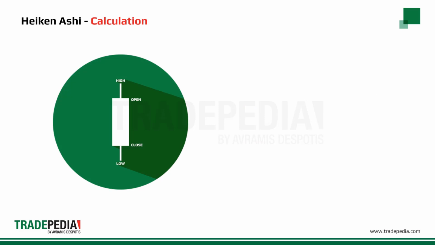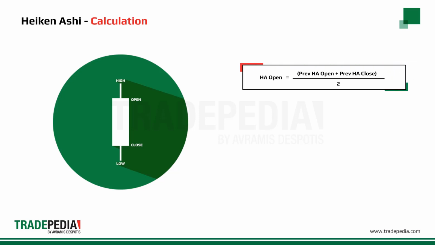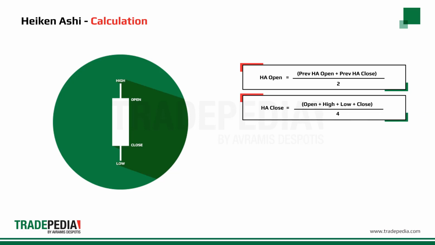Heikin Ashi candlesticks are based on price data of the current open, high, low, close, the current Heikin Ashi values, and the prior Heikin Ashi values. Calculation is as follows. The Heikin Ashi open is the average of the prior Heikin Ashi candlestick, open, and close. The Heikin Ashi close is simply an average of the open, high, low, and close for the current period.